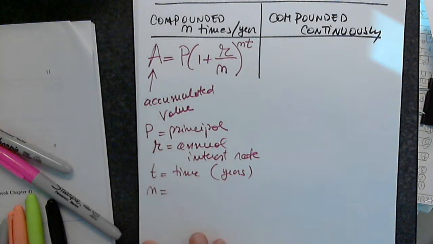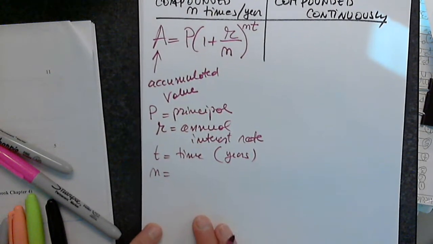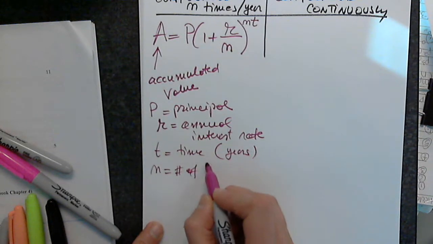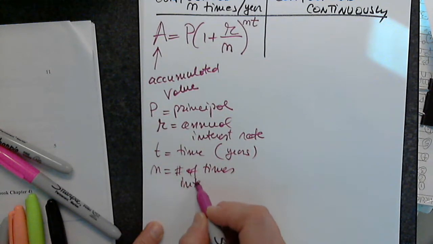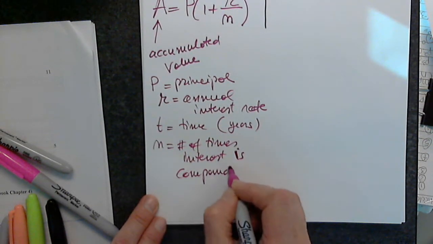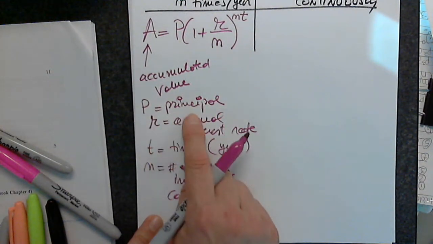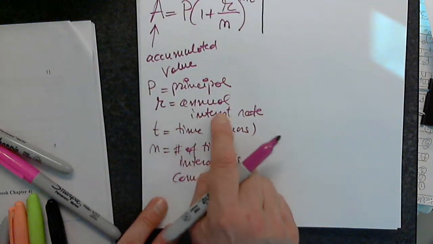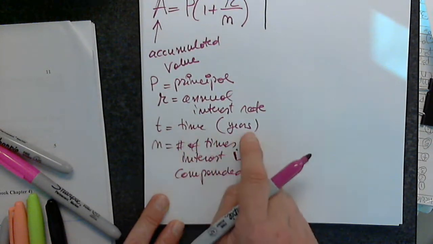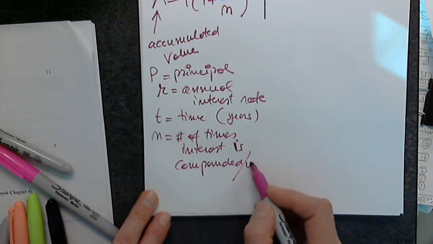And n, what do you think n is? The number of times per year interest is compounded, yes. Number of times interest is compounded. What is P saying? Period? Principal. Right? Principal. P is the principal, the amount of money I deposit or I take as a loan. r is the annual interest rate. t is time measured in years. And n is the number of times the interest is compounded per year.